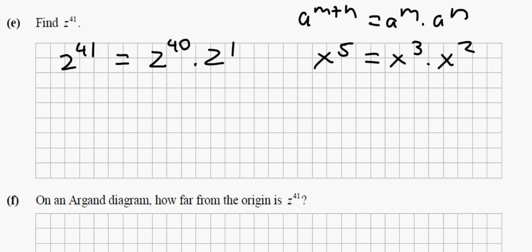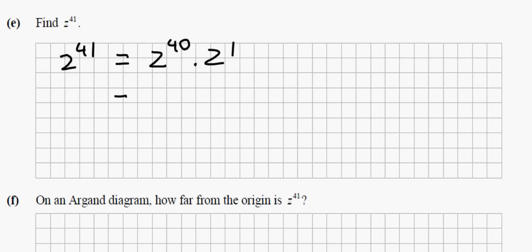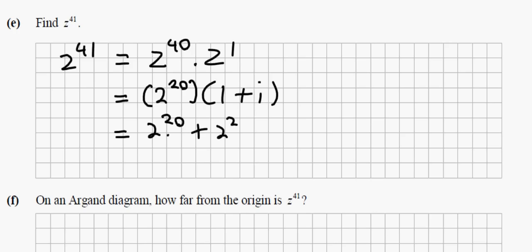It's in the same way that x to the power of 5 is the same thing as x cubed multiplied by x squared. So what we're going to do is we're going to say that Z40 is 2 to the power of 20. We know that z is 1 plus i. Multiply them out. 2 to the power of 20 plus 2 to the power of 20 i.